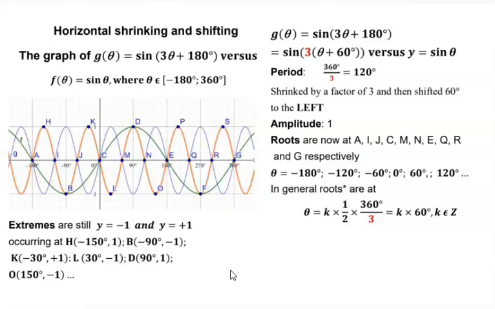The next page is just a summary of what we said on the previous pages, and again it's a good exercise to work through it and make sure that you understand how this 3 and that 3 connects, and how it connects with the period, and how it connects with the minima and maxima.